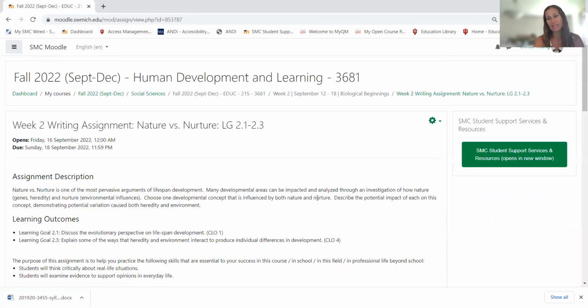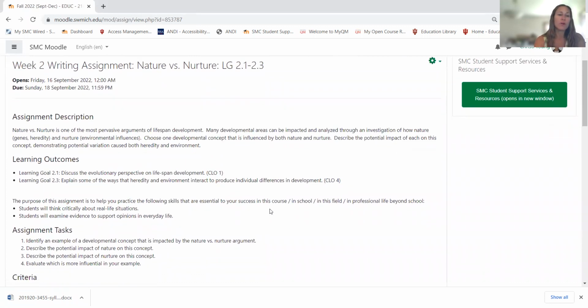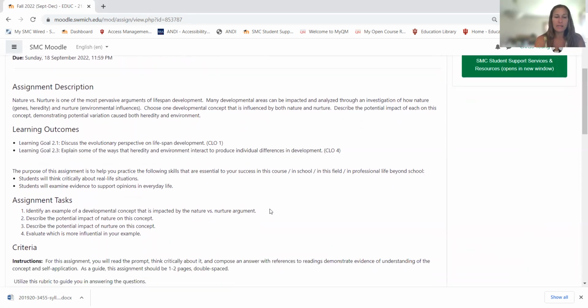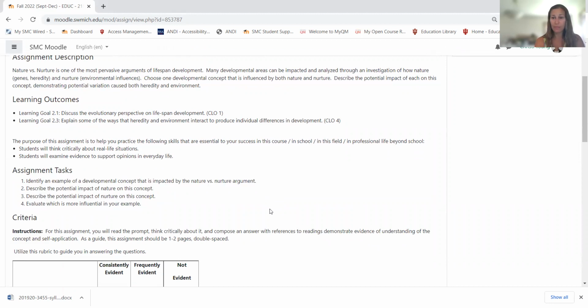You're also going to be looking at the nature versus nurture controversy in this unit. So what I want you to do for this assignment is choose any element of human growth and development that is impacted by nature and nurture. I will give you a hint. It's many of them. Okay, so generally speaking, there's not a right or a wrong answer unless you apply nature to a nurture topic or vice versa. So choose an example of a developmental concept that is impacted by nature versus nurture. Describe it. And I want you to describe both the potential impact of nature and the potential impact of nurture.